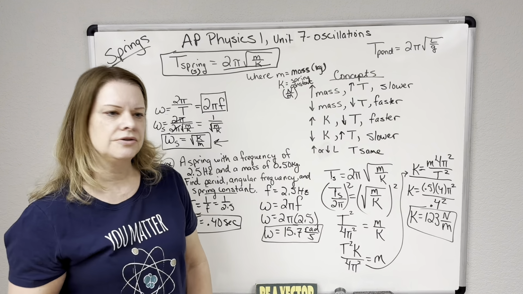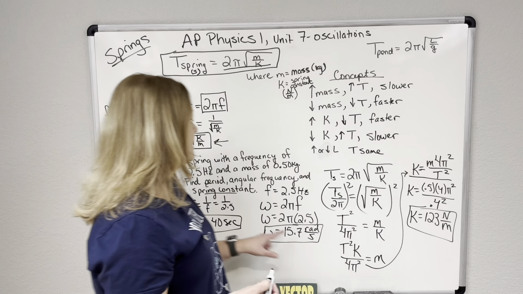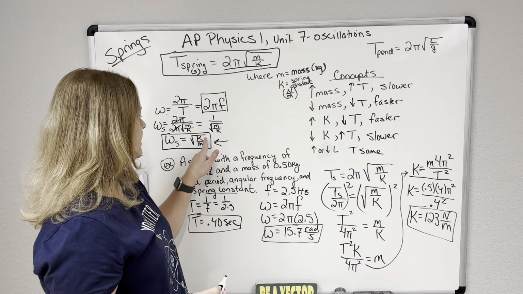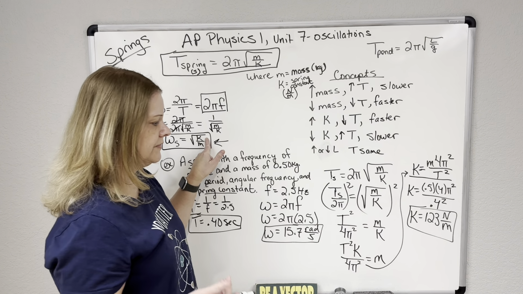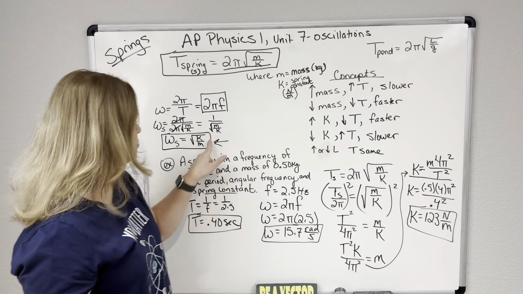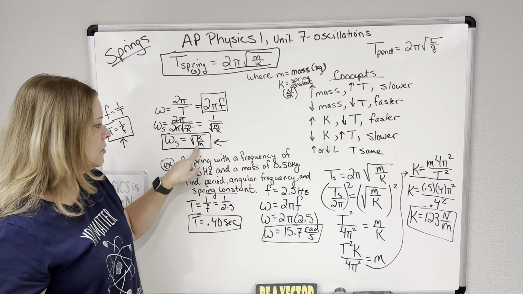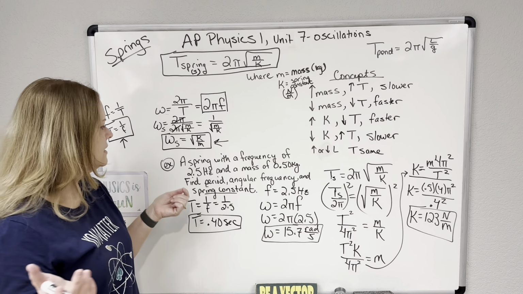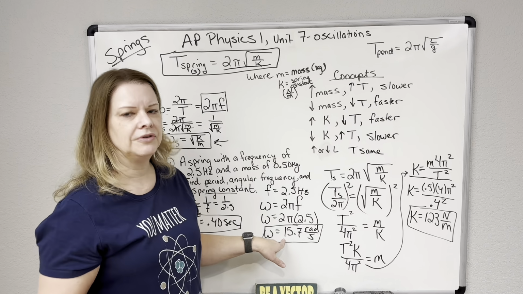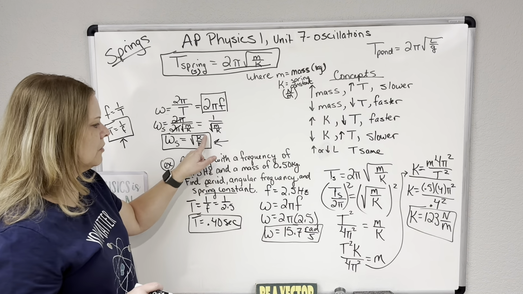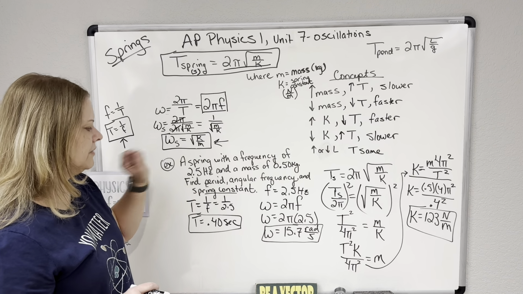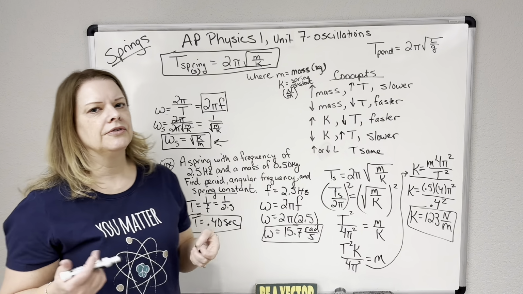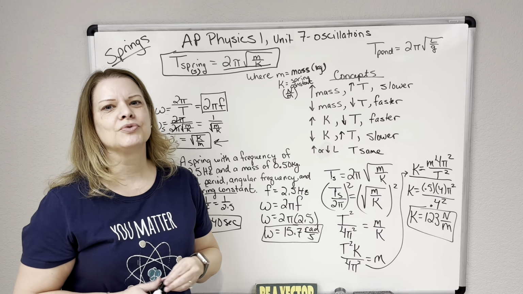All right, that's how you do that problem. Now that I know my spring constant, I just found my spring constant was 123. My mass was 0.5. If you take 123 divided by 0.5 and take the square root, guess what you're going to get? You're going to get an angular frequency of 15.7. So it doesn't matter which one of these you use. What matters is what variables you have to know which one to pick.